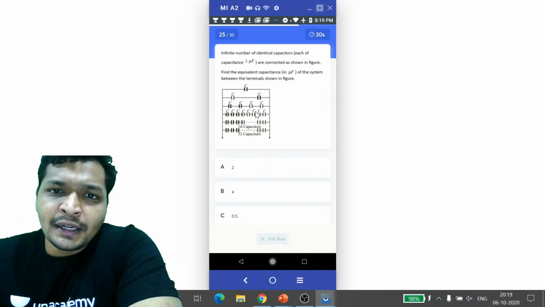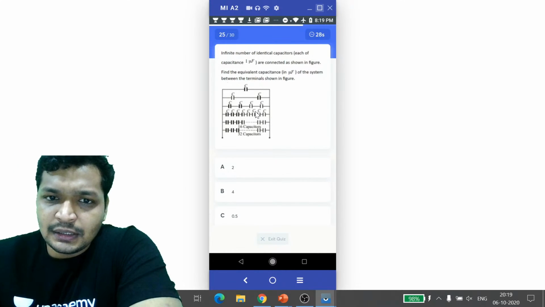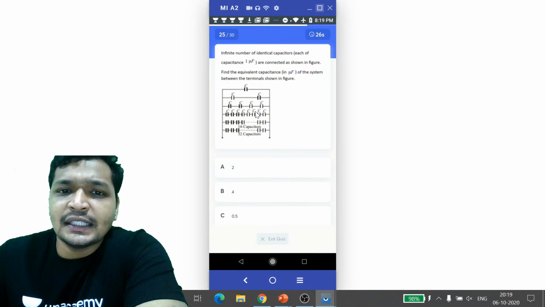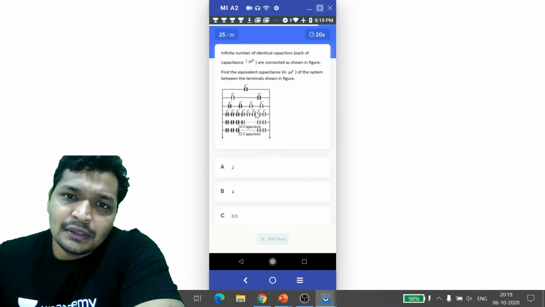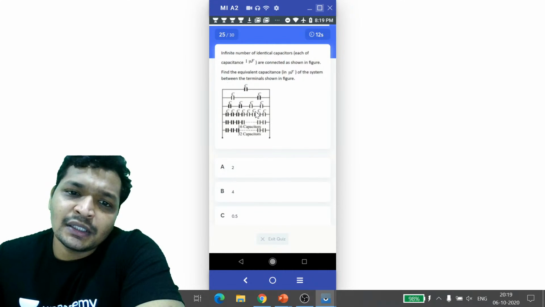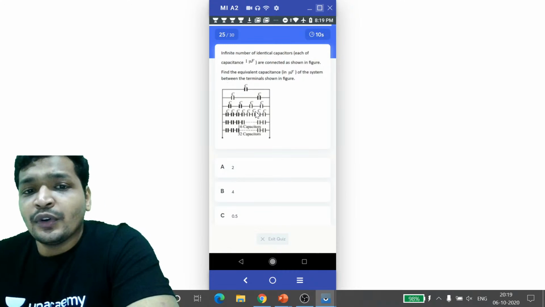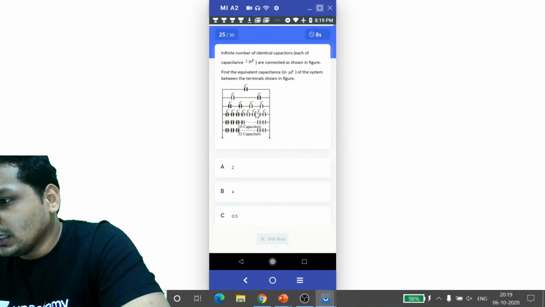Infinite. Okay, it's an infinite number of identical capacitors, guys. Not one, but infinite. So it is a GP series, right? It's a GP series, and you have to find the capacitance between A and B. So if this is A, this is B, it is going to be 1 by C plus 1 by 2C plus 1 by 3C plus 1 by 4C, and so on. Take out the C.